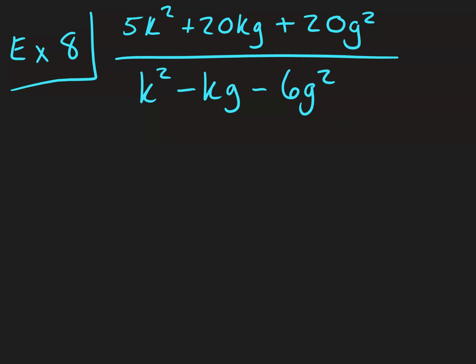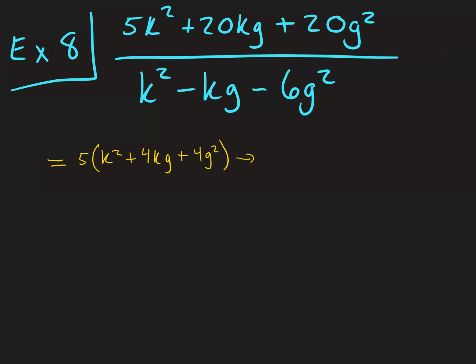Today's final example will have us simplifying a rational expression that's using two variables. Luckily for us, it's not really any harder than simplifying with one variable. So let's investigate just a little bit. Let's start off by factoring our numerator. Now, in my numerator, I can see that 5 is a common factor between all three terms. So I'm going to factor out a 5 for my numerator. And I will have left k squared plus 4kg plus 4g squared.